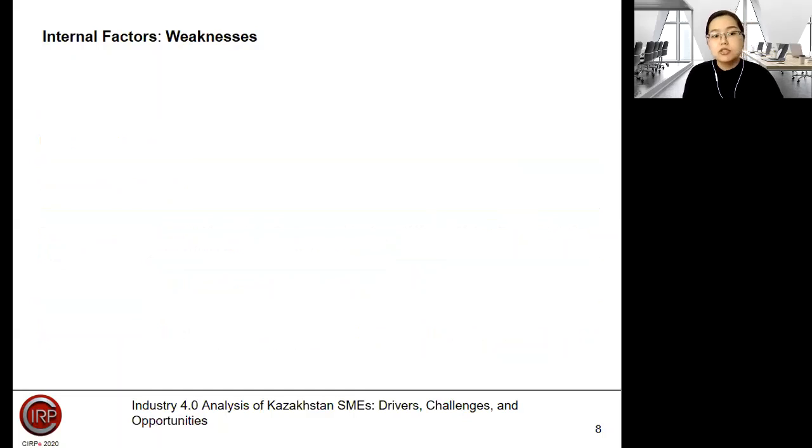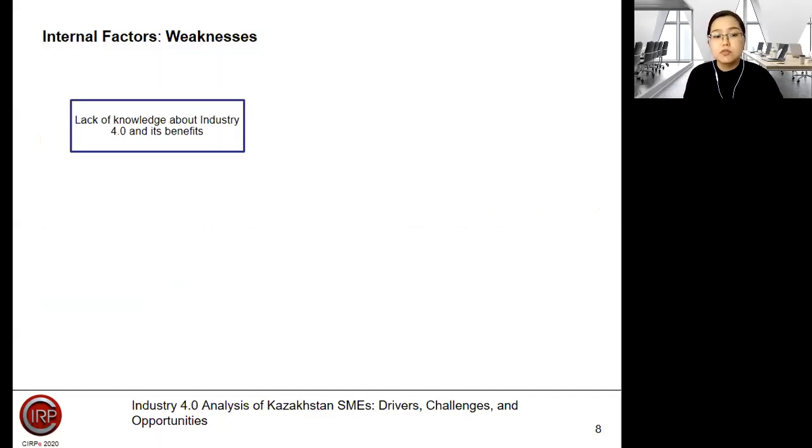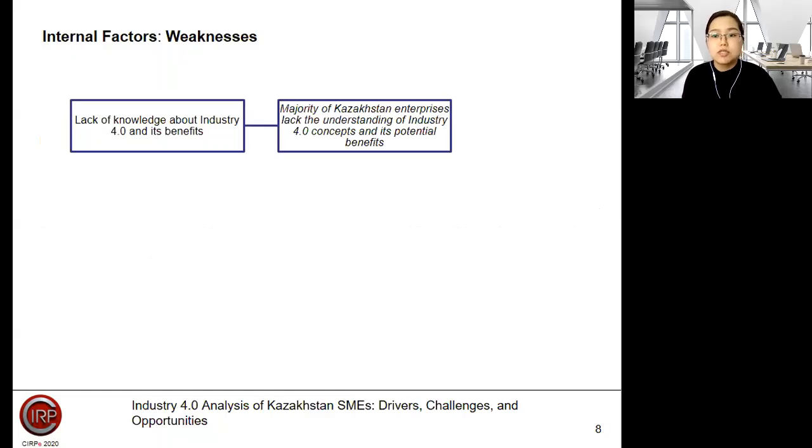And the next internal factor is weaknesses, and the first item will be the lack of knowledge about Industry 4.0, because the majority of Kazakhstan enterprises still lack understanding of the Industry 4.0 concept and its potential benefits, which is actually a barrier to its adoption.